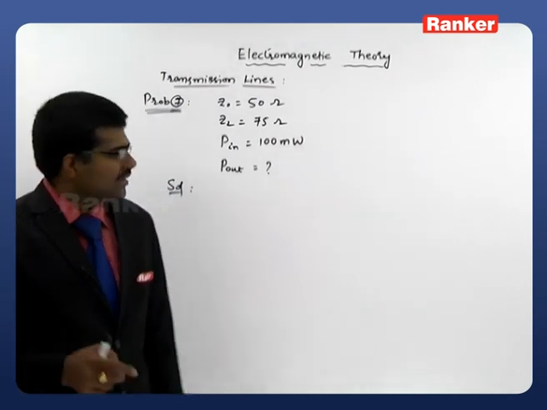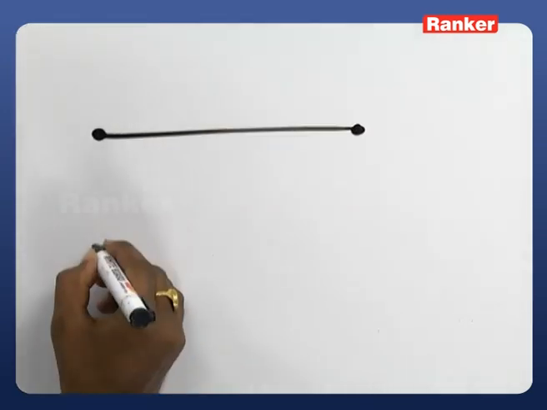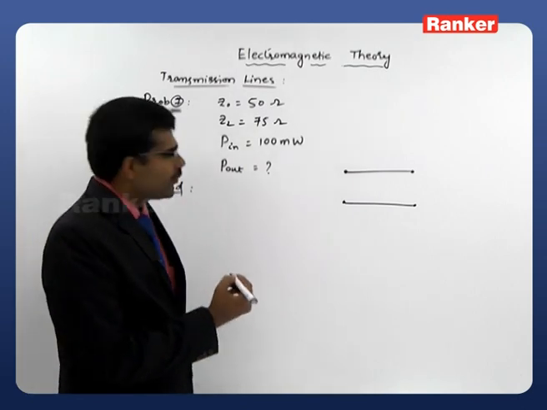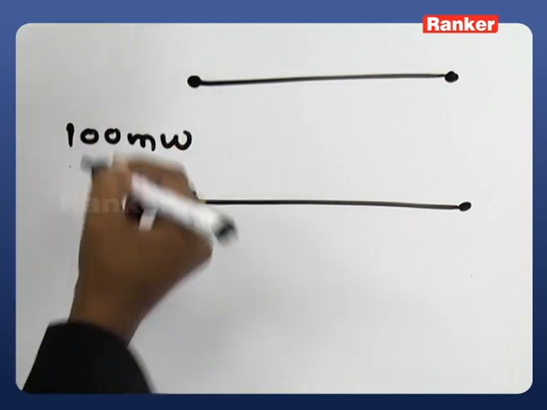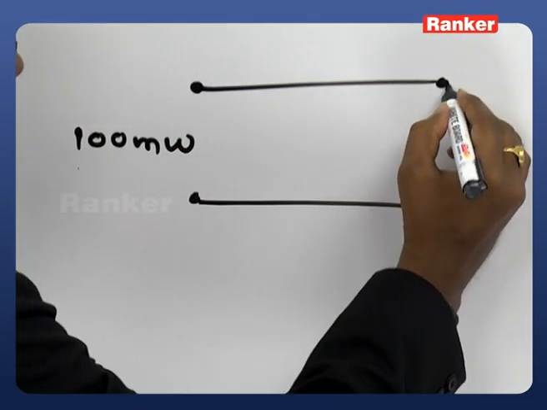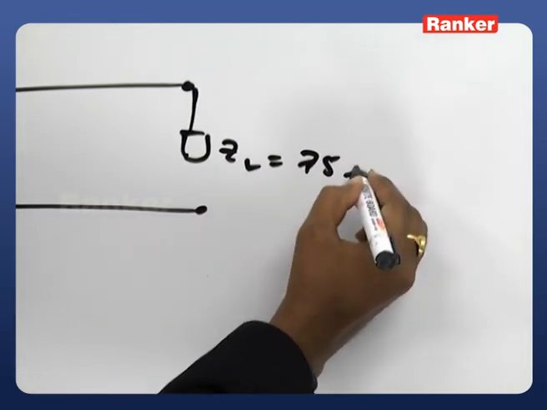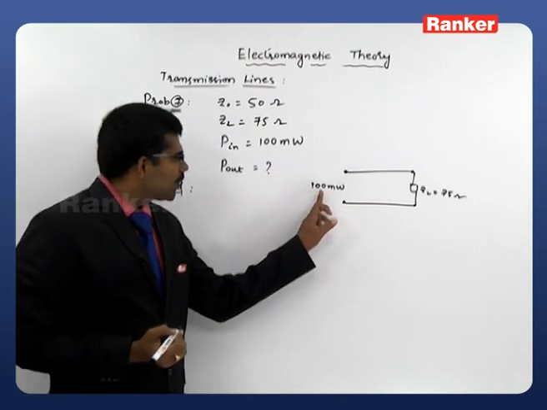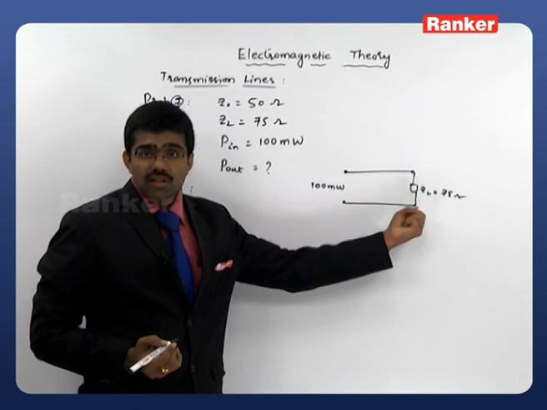For that, just imagine the scenario. We have a transmission line, like this, a simple transmission line. Don't care about the length since it is not at all required for us. Now we are applying 100 milliwatt input and a load is connected, that is ZL equals 75 ohms, at the output end. When this 100 milliwatt power is applied to the transmission line, how much power will be absorbed by the load?